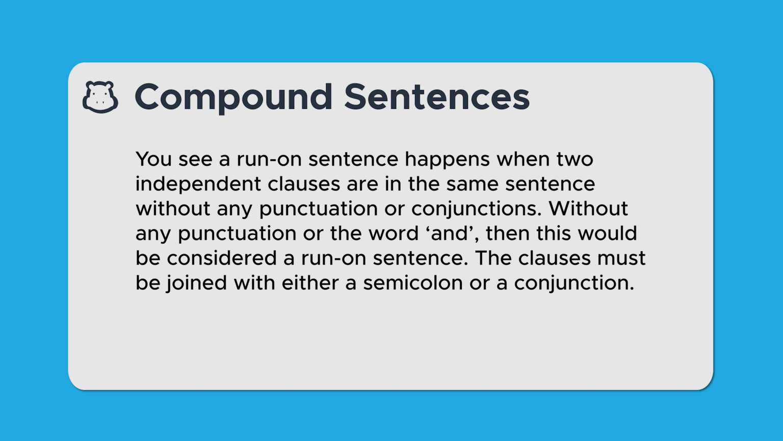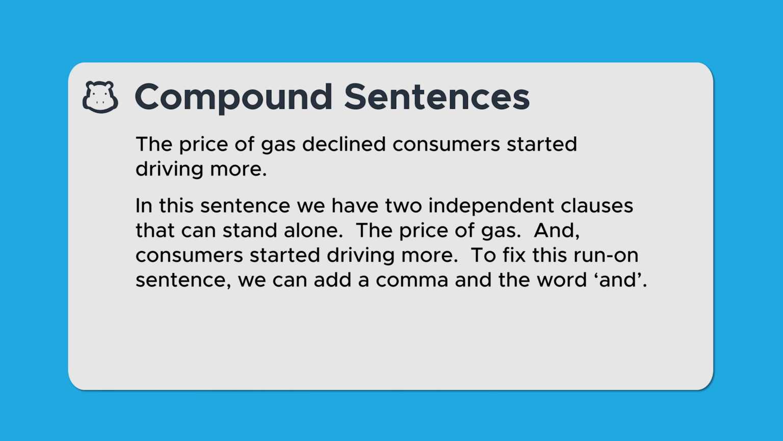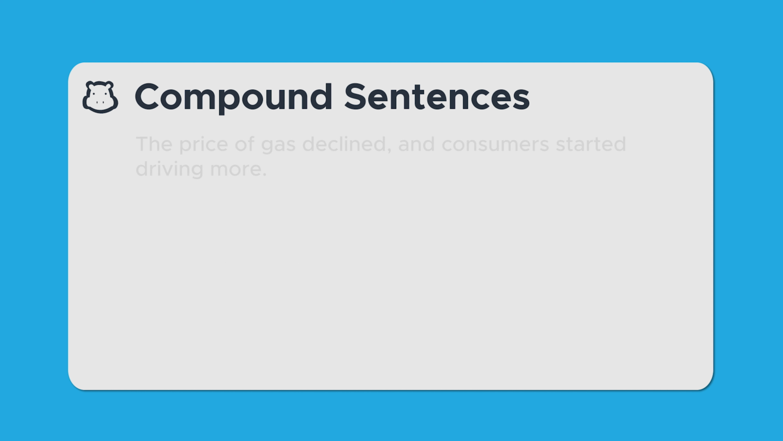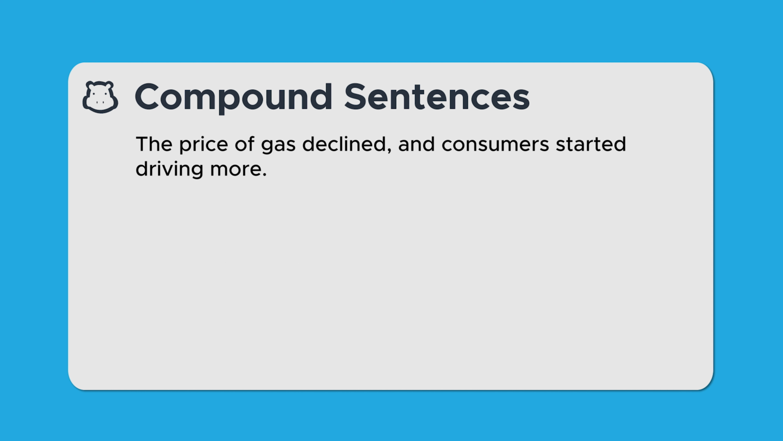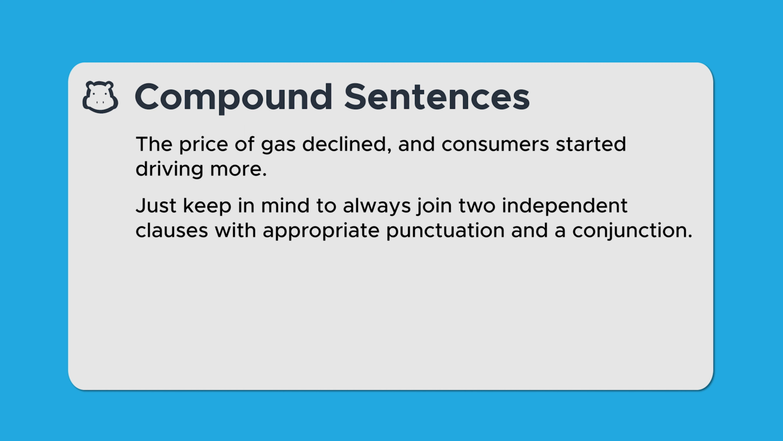Let's look at another example to clarify. The price of gas declined, customers started driving more. In this sentence, we have two independent clauses that can stand alone: the price of gas declined and consumers started driving more. To fix this run-on sentence, we just need to add a comma and the word and. The price of gas declined, and consumers started driving more. Just keep in mind to always join two independent clauses with appropriate punctuation and a conjunction.